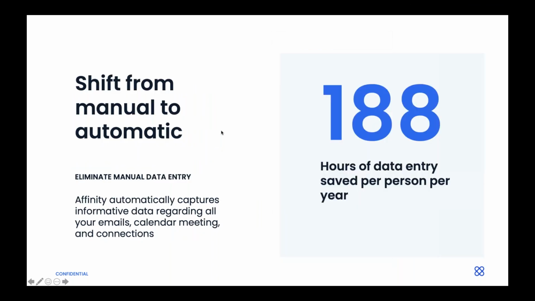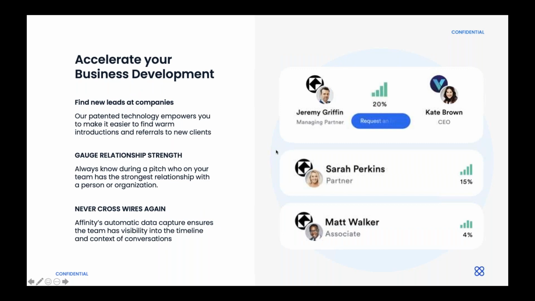Wanted to share a quick survey that we did with our customers, found that on average, they were spending about a half an hour per day per person manually entering data that could otherwise be automated with Affinity. And a half an hour per day doesn't sound like a lot, but if you add it up over the course of the year, that's 188 hours of time that's being wasted per person on your team. So huge amount of time savings and potential cost savings as well.